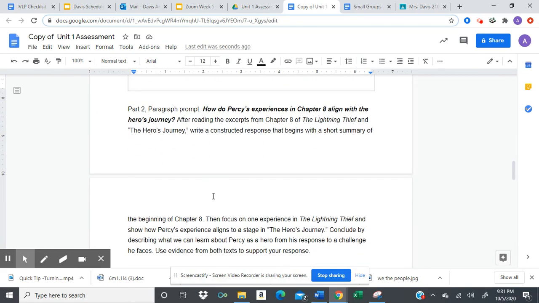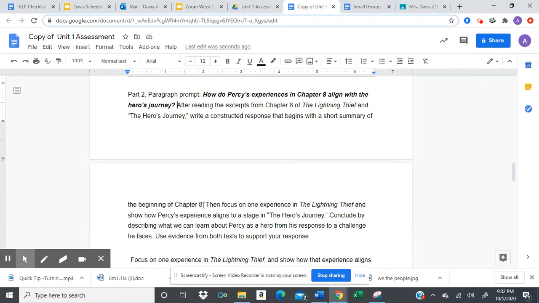All right, part 2 is the paragraph prompt. So this is a full paragraph. How do Percy's experiences in Chapter 8 align with the hero's journey? After reading the excerpts from Chapter 8 of The Lightning Thief and the hero's journey, write a constructed response that begins with a short summary of the beginning of Chapter 8. So a short summary, remember, is just like a gist statement. So a gist statement from the beginning of Chapter 8.